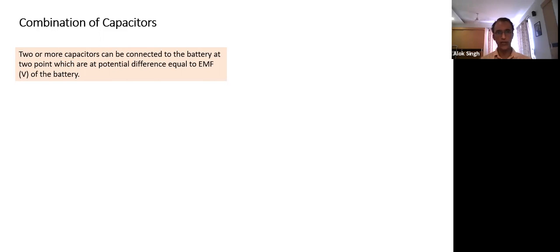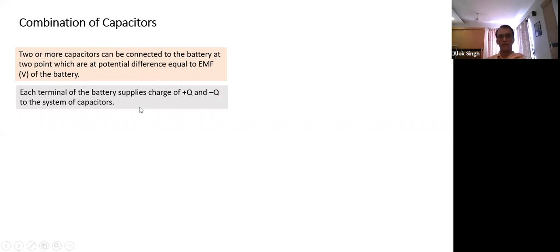Let's proceed further. Two or more capacitors can be connected to the battery at 2 points which have a potential difference equal to the EMF or voltage of the battery. Not necessarily only one capacitor across the terminals of the battery; I can connect multiple capacitors. But whatever combination we connect to a battery of potential V, some charge will flow through the battery, as we've seen earlier.